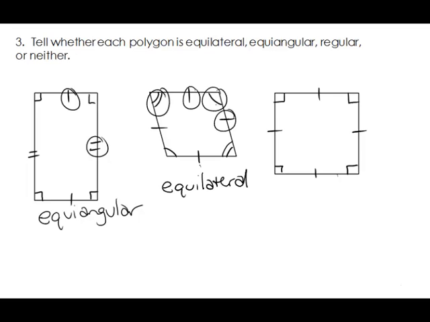Next example, for the sides, they all have a single dash, so that's equilateral. And the angles are all the right angle marks, so equiangular as well. Okay, and then if the angles are the same, the sides are all the same, that's a regular polygon. Okay, so the term regular actually includes both equilateral and equiangular.